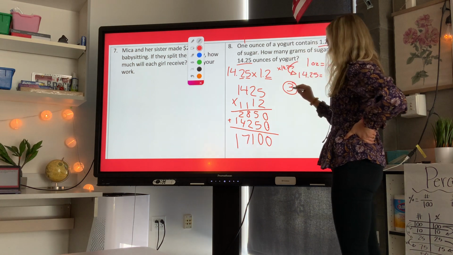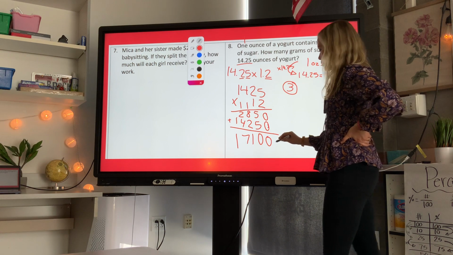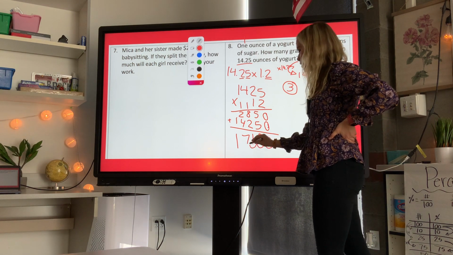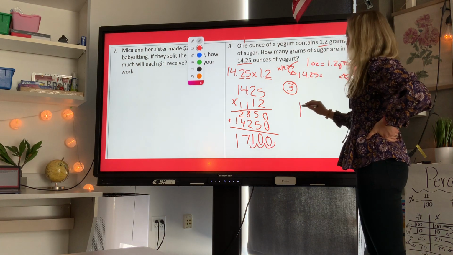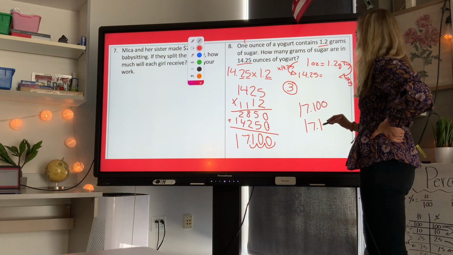Okay. And then the last step is to place my decimal back. So there's 3 numbers after the decimal point. So I start on the right side and I move it 1, 2, 3 places. So I have 17.100, which I would just write as 17.1.